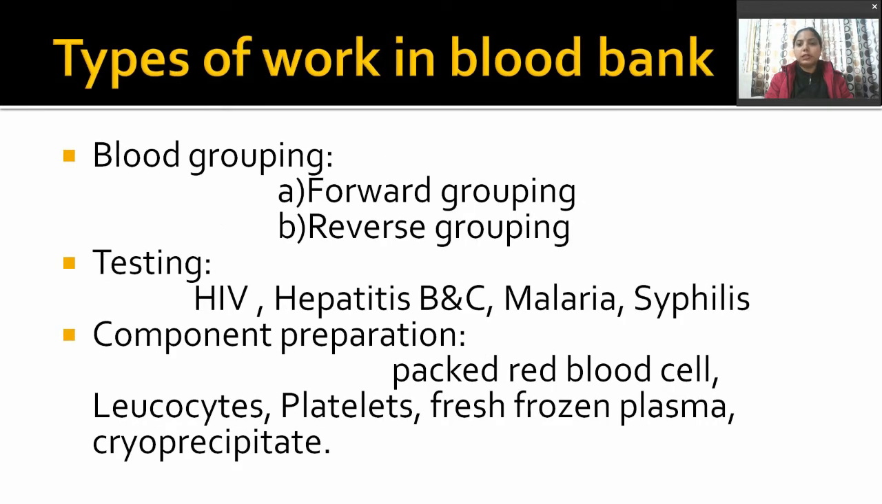Here are the types of work done in the blood bank. First, blood grouping is done. Blood grouping is done by forward grouping or it can be done by reverse grouping. Then TTI testing is done to detect viral infections, for example HIV, human immunodeficiency virus, hepatitis B and C, malaria, syphilis. Then component preparation is done: packed red blood cells, leukocytes, platelets, fresh frozen plasma, cryoprecipitate. This is all about the blood bank.